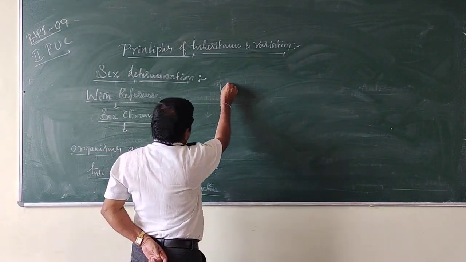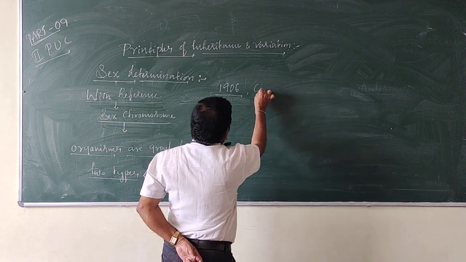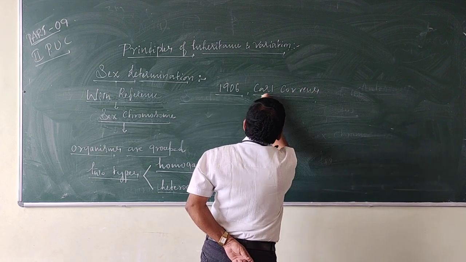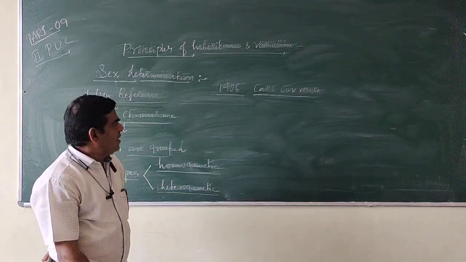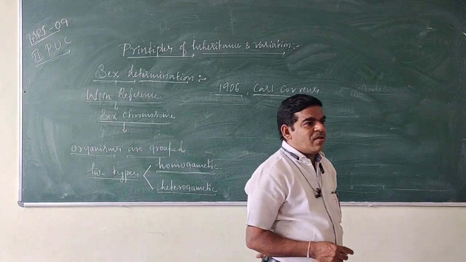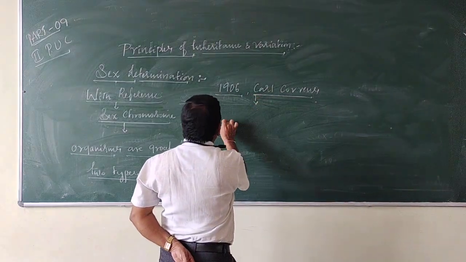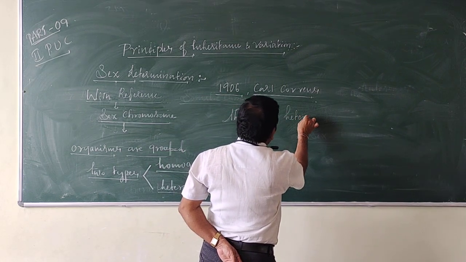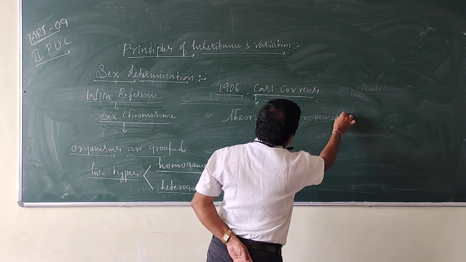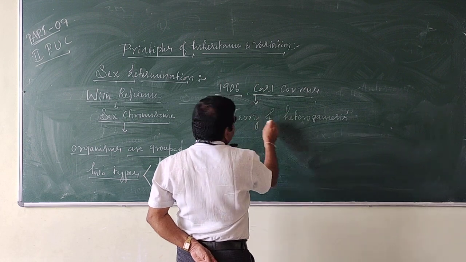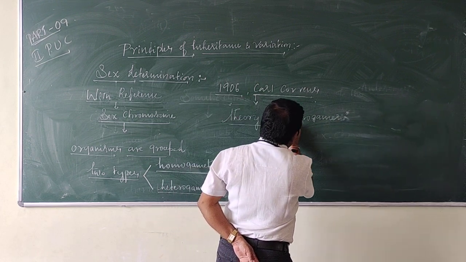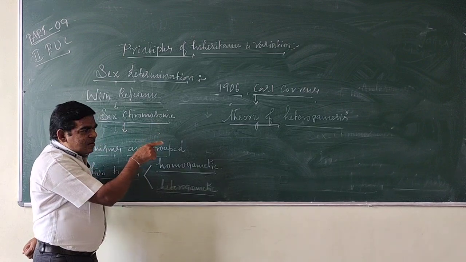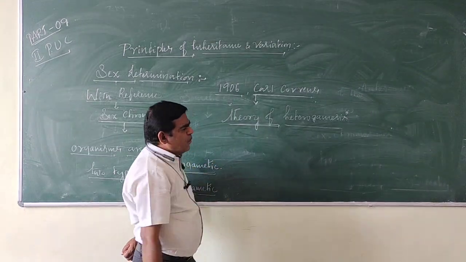In 1906, Karl Correns proposed the theory called the theory of heterogenesis.